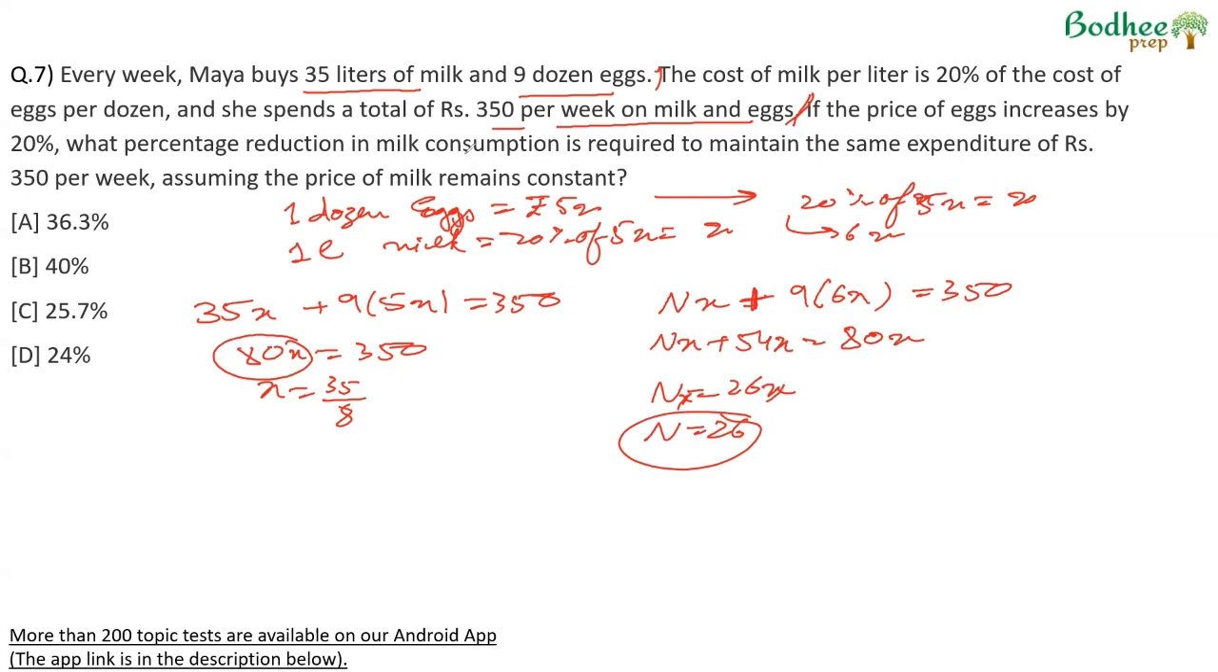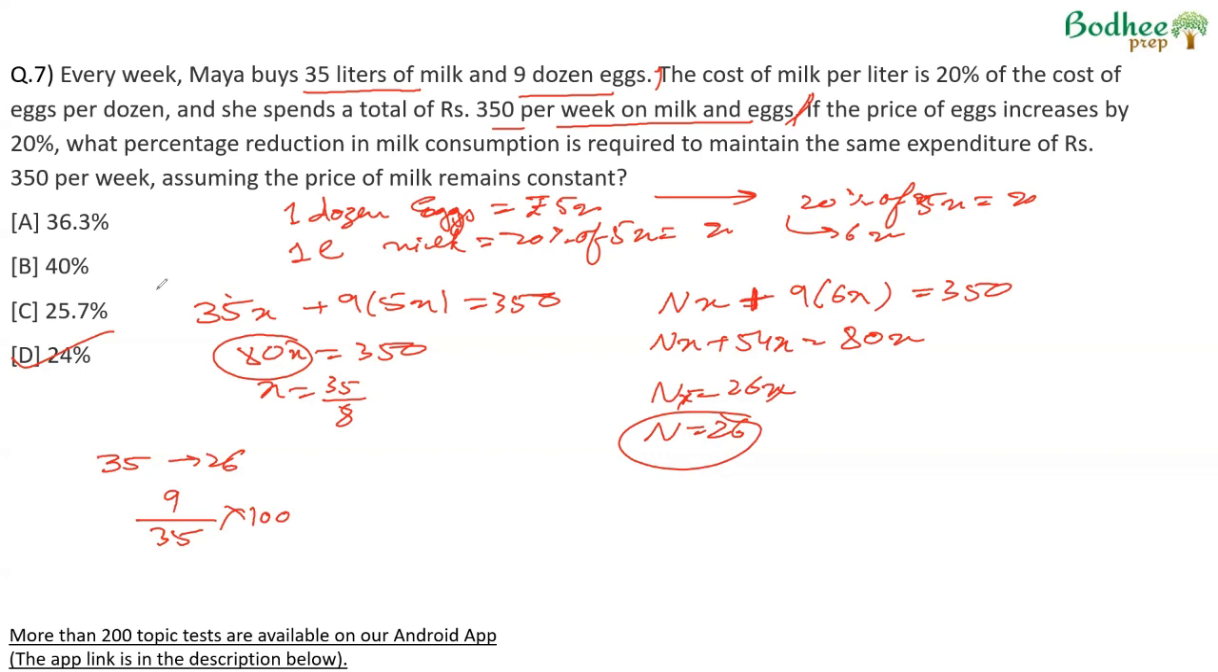We have to find the percentage reduction in milk consumption. So from 35, it goes down to 26, which is a reduction of 9 on a base of 35, into 100. 9 by 36 would have been 1 by 4, 25%. So just less than 25%. I think approximately 24% would be the answer.